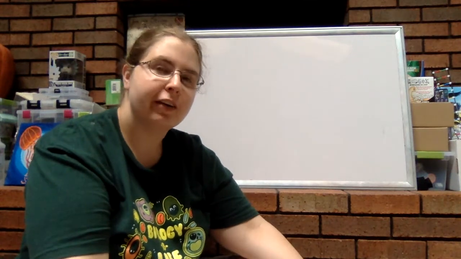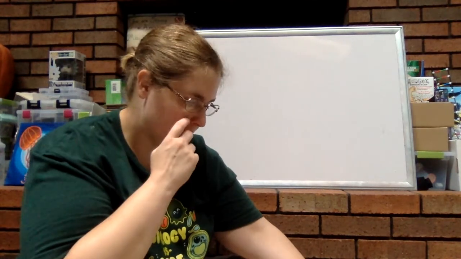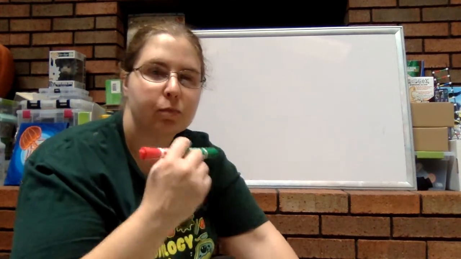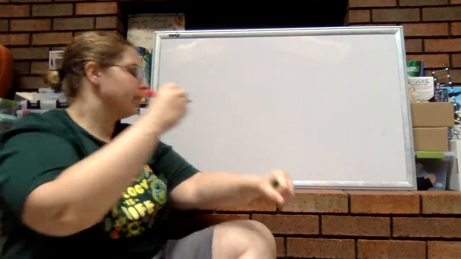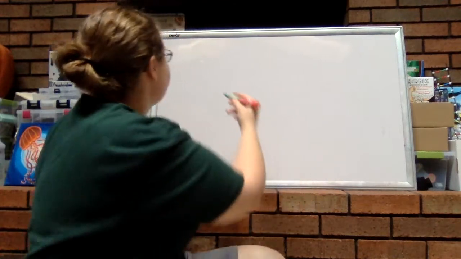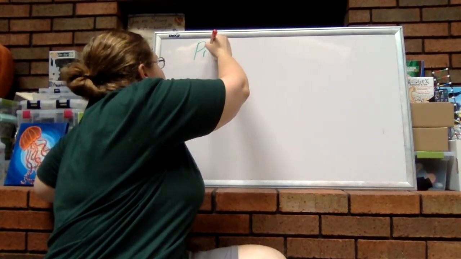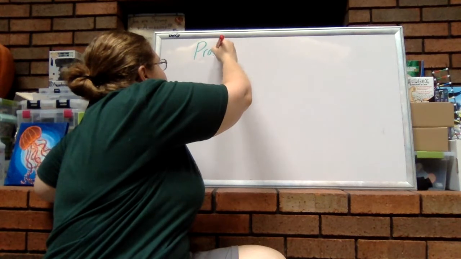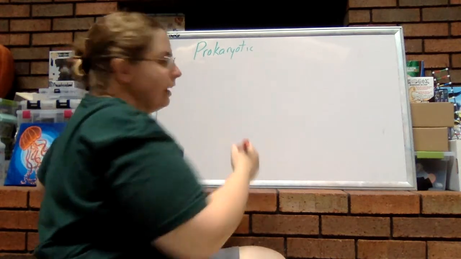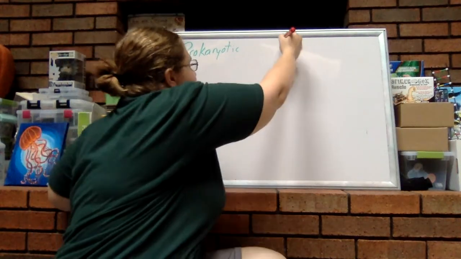Alright, so today we're going to discuss the differences between prokaryotic cells and eukaryotic cells. Now, as you remember, hopefully, cells are the basic unit of life. So they're the smallest thing that we consider living. Now, there are two classifications of cells, prokaryotic and eukaryotic.